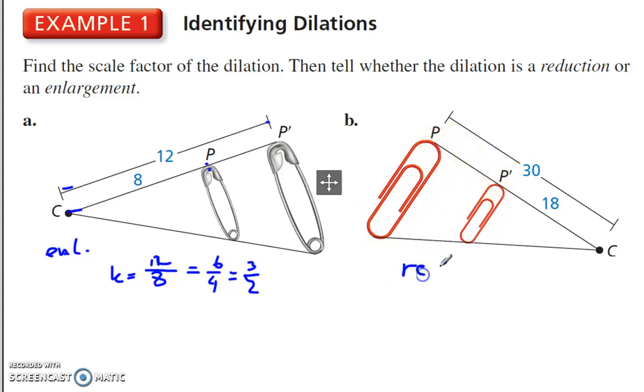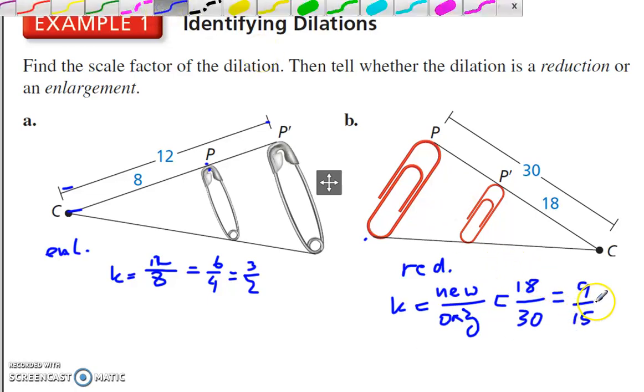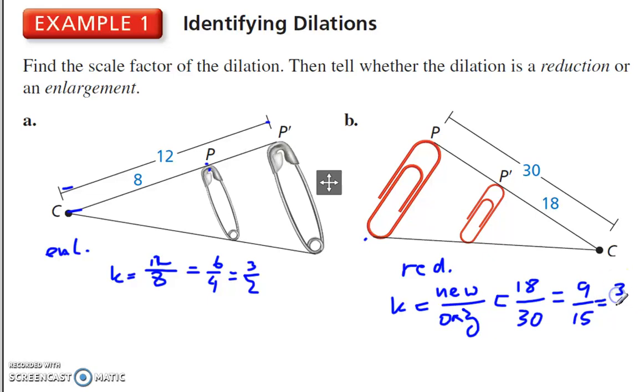B, this is a reduction. All right, this is the original right here. Here's P prime. Now the scale factor, remember, k is new to original. And the new distance is 18. So 18 over 30, and that can be simplified down to 9/15, which can be simplified down to 3/5. And there you go.